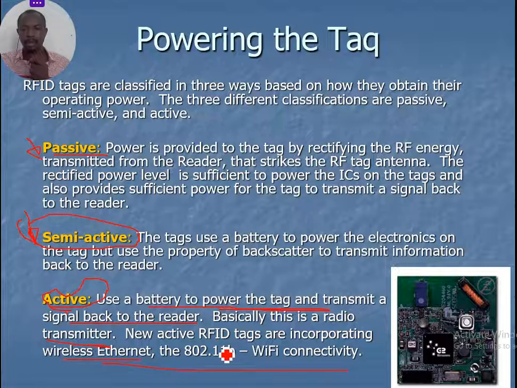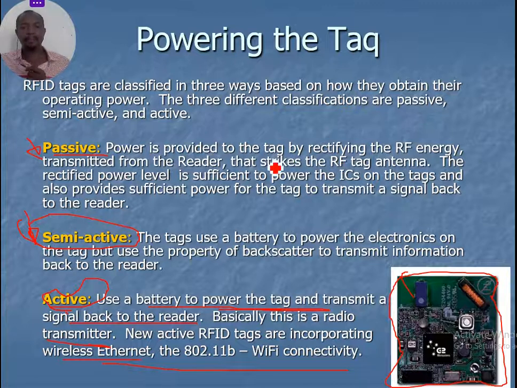So the difference between the active means of powering a tag and semi-active is that the active uses a battery to power the entire tag, while the semi-active uses a battery to power only the electronics in the tag. Okay? So this is the electronics configuration, all the electronic circuitry in the tag. When you power only the electronics, then you are doing what we call the semi-active. When you power the entire tag with a battery, then you are doing what we call the active means of powering the tag.